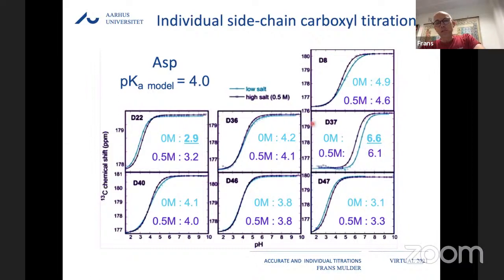We did the experiment, as I said, also at a higher salt concentration, and you see that these curves, they do move. So apparently there is some electrostatic screening that can be removed by the addition of salt. But in some cases, this contribution is also quite small. So there must be other origins that are responsible for the pKa being so shifted.